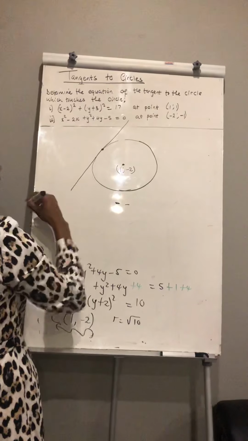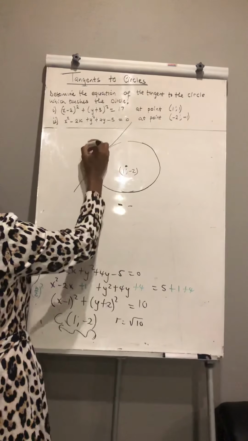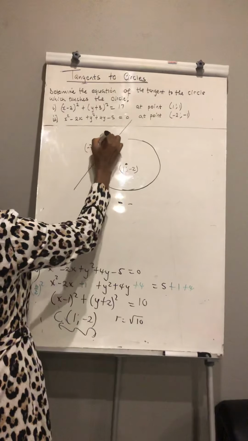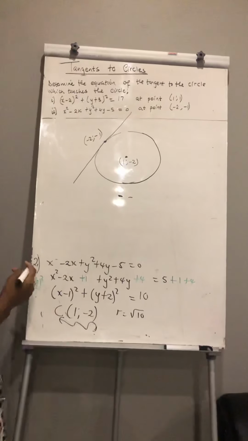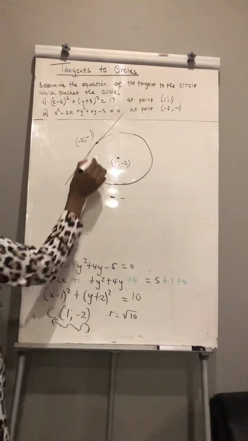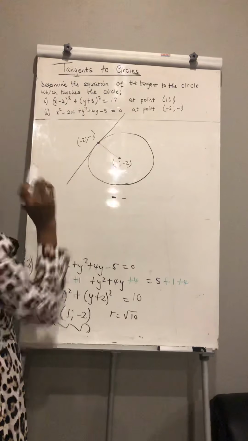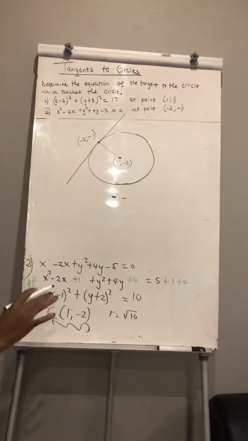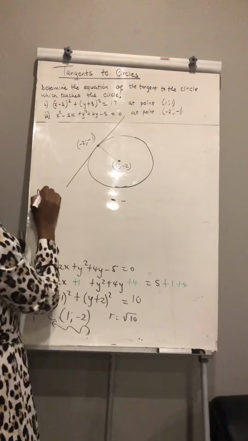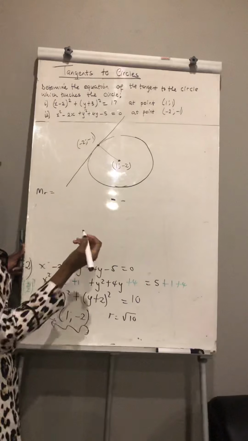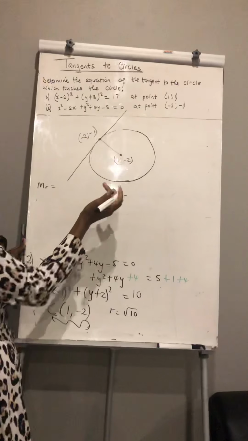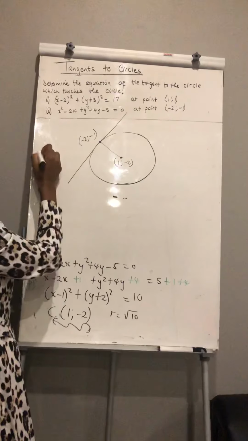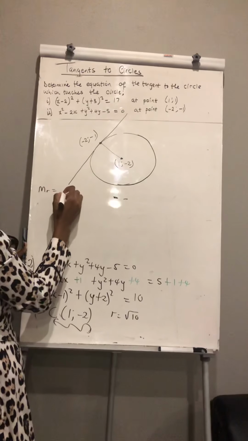This is what I'm expecting. I'm expecting a tangent with positive gradient in this situation. Okay, so this is what we have. Let me see if you remember what I said. If we want to determine the equation of a tangent, yes, you're right, you have to find the gradient of the radius first, especially if these two coordinates are there.